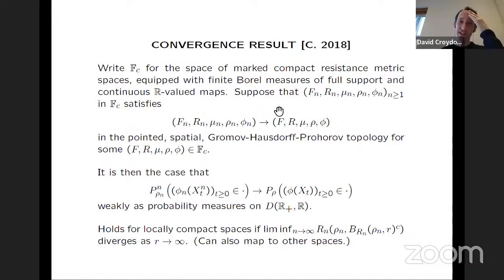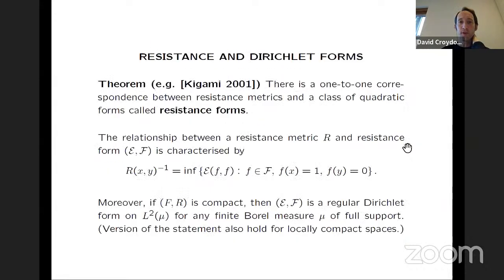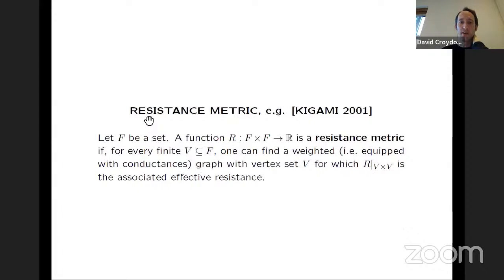So we need to understand the scaling limit of these resistance metric spaces, but the strong condition here is that we want the limit to also be something called a resistance metric space. In particular, the definition is here. This is the generalization of resistance metric to an arbitrary set. Basically it is a metric where if we take any finite set, we can find a weighted graph whose conductances give us the effective resistance restricted to those points. And this is a very strong condition.